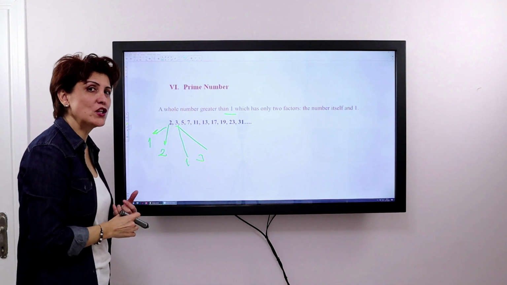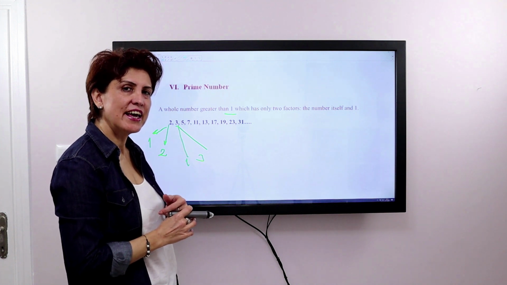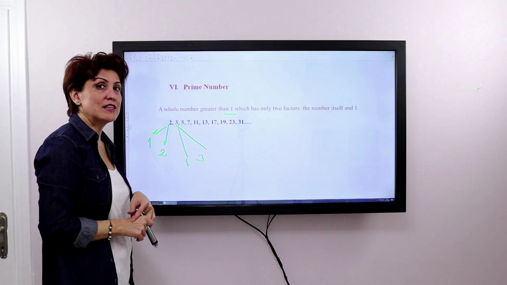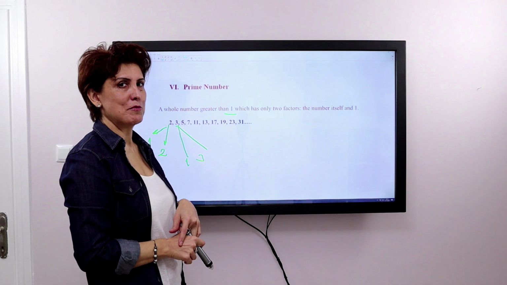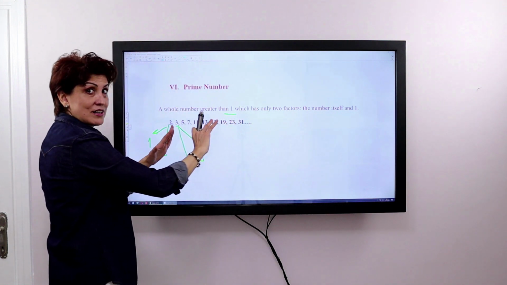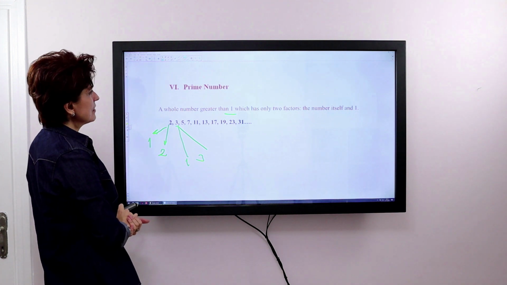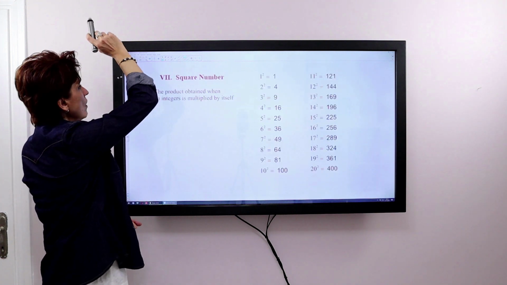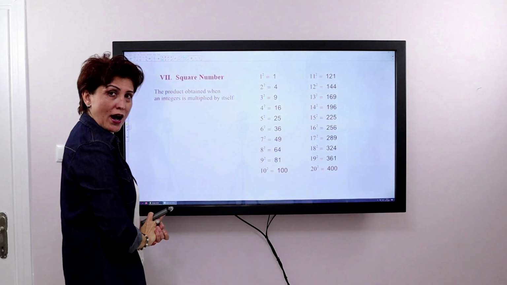What is the smallest prime number? It is 2. What is the even prime number? Again 2. The rest of the prime numbers are odd numbers. Right? I hope. Okay.